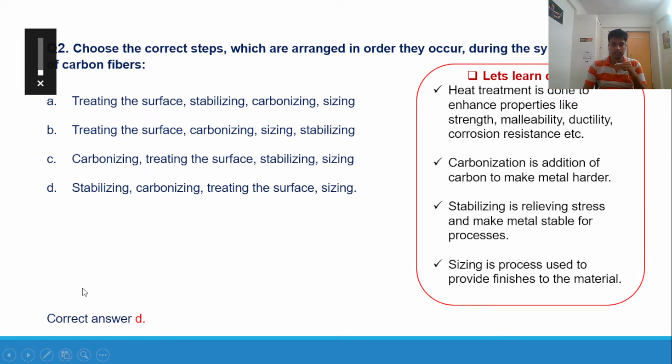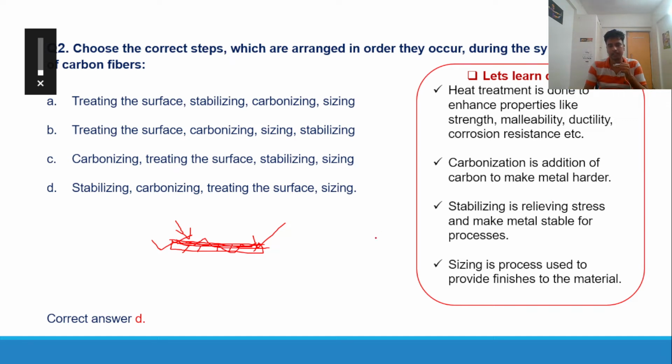What is carbonization? Carbonization is addition of carbon to make the metal harder. So if this is a metal or material, we expose it to a carbon rich atmosphere, and this carbon layer is embedded into it. After having carbon, it makes the material surface harder. So this is carbonization. Stabilizing is basically relieving the material or metal from stresses.